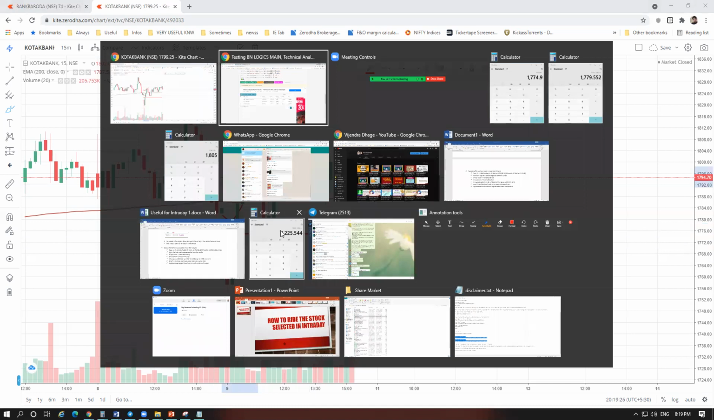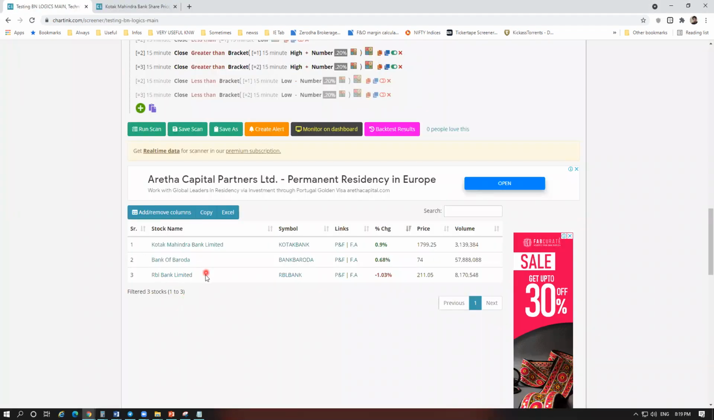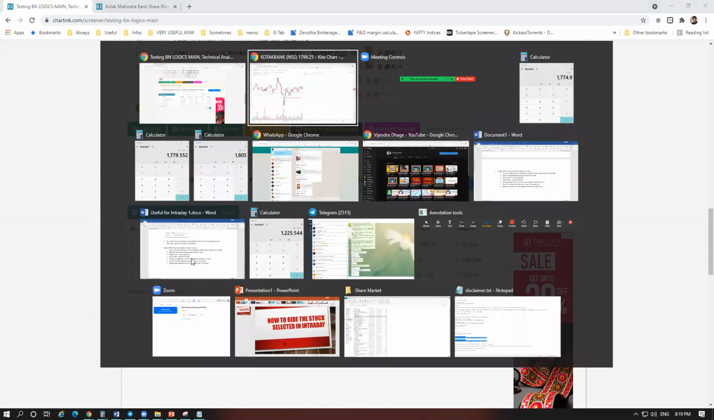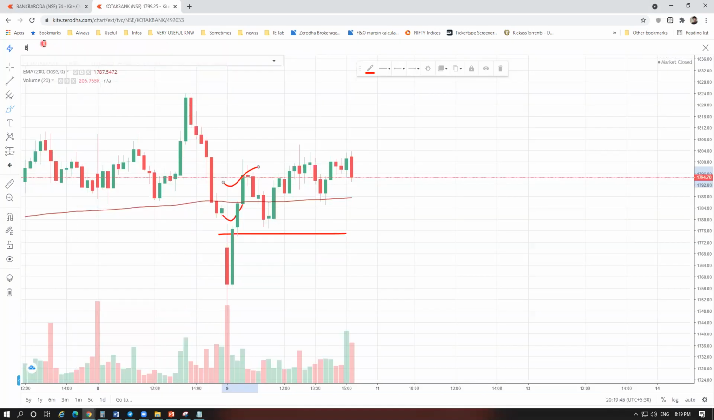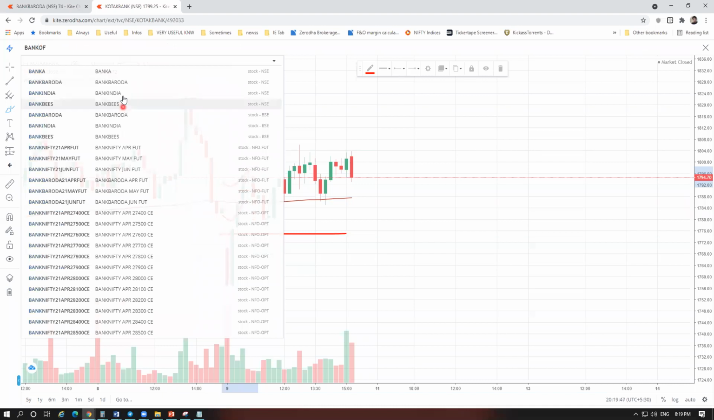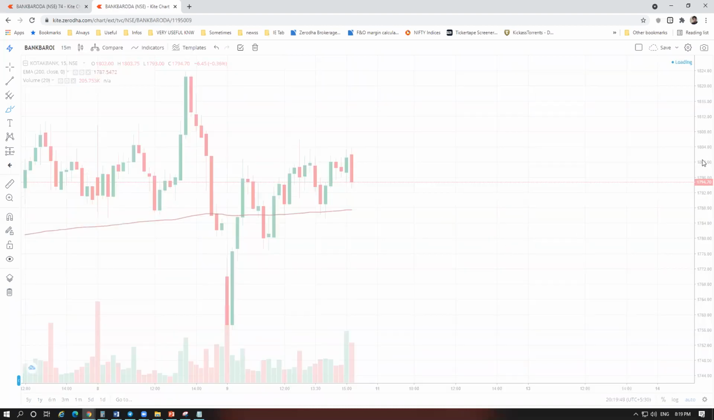So let's see what happens, whether it's Bank of Baroda. Anyway, I will not take it because it's a very small stock, a 74 rupee stock. I am personally trading stocks above 200, 300. Basically, let's see Bank of Baroda. Even though I am not trading, let's see whether it happens or not. What happened? Okay, Bank of Baroda, see what happened.